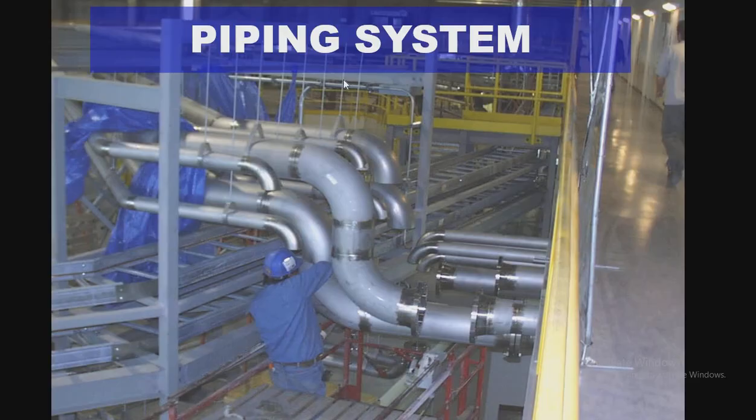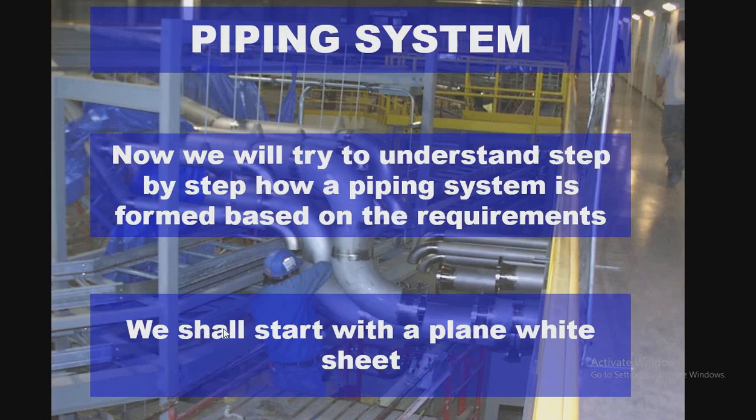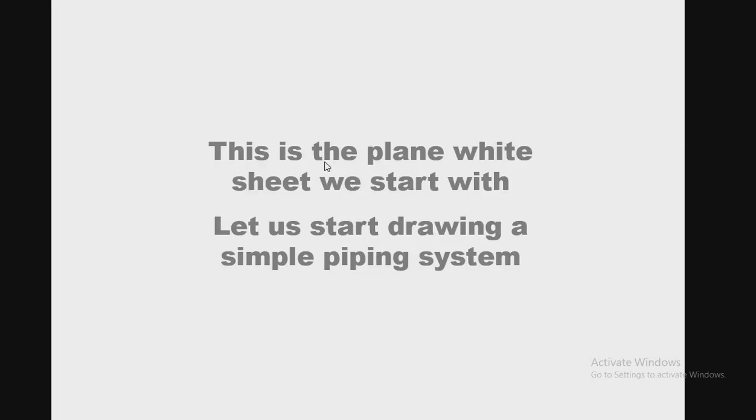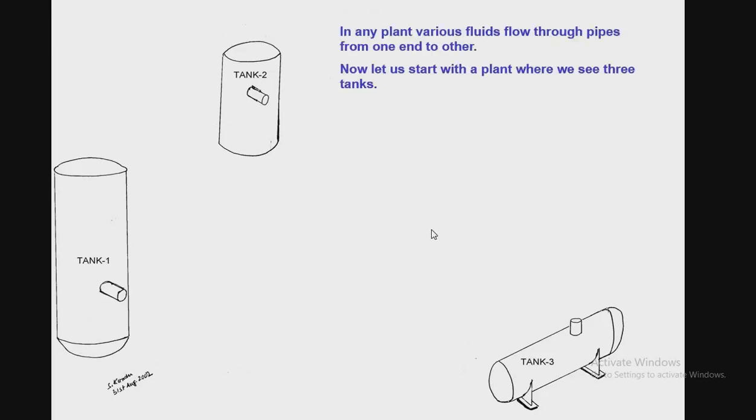Piping system. What is piping system? Now we will try to understand step by step how a piping system is formed based on the requirement. We shall start with a plain white sheet. This is a plain white sheet we start with. Let us start drawing a simple piping system. We will show sample for drawing. Show 3 tanks. Tank number 1, tank number 2, tank number 3.